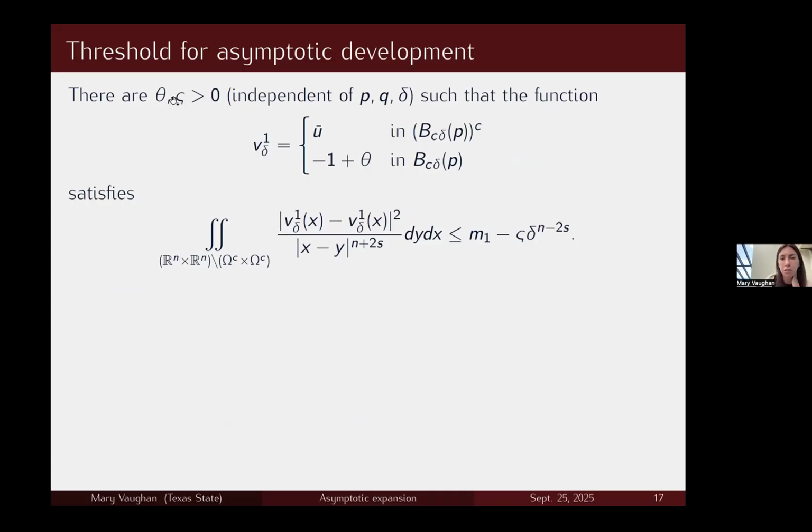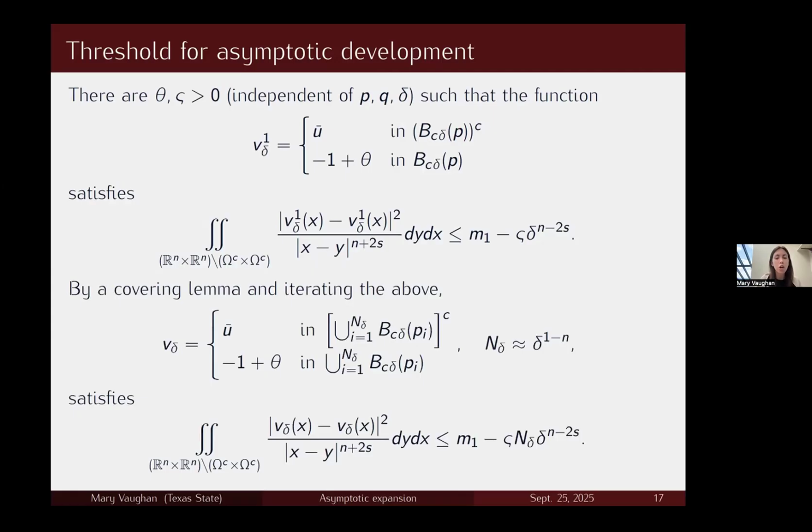We prove that there are universal constants so that in that small ball, I lift my function up by this universal but small amount theta. And then the difference between the kinetic energy for this lifted function and the minimum value is less than a negative number times delta to the n minus 2s. So we can reduce the energy by lifting a little bit nearby. And then we prove a covering lemma and we iterate this process.